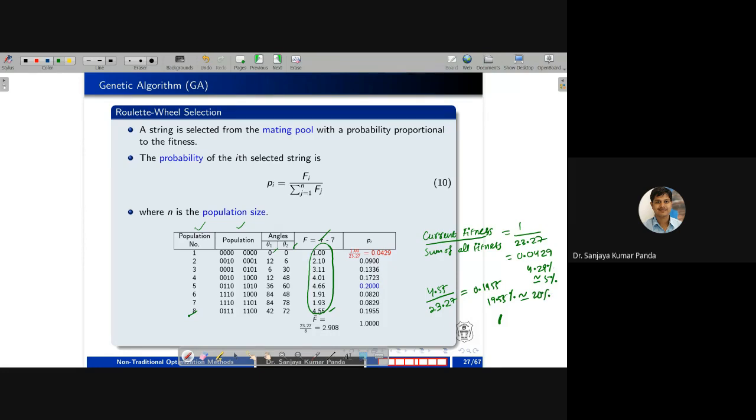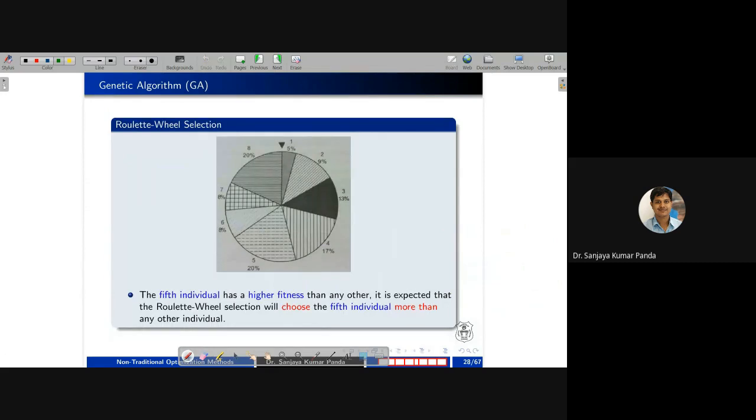So if I take a wheel, the first population takes 5% and the last population takes 20% of the wheel. You can see easily that the first population takes 5% of the area of that particular wheel, and the 8th population takes 20%. There is a marker here, so when you spin this wheel, after some time it points to a particular population number. Obviously, if a particular population holds the maximum area, there is more chance that it is going to be selected.